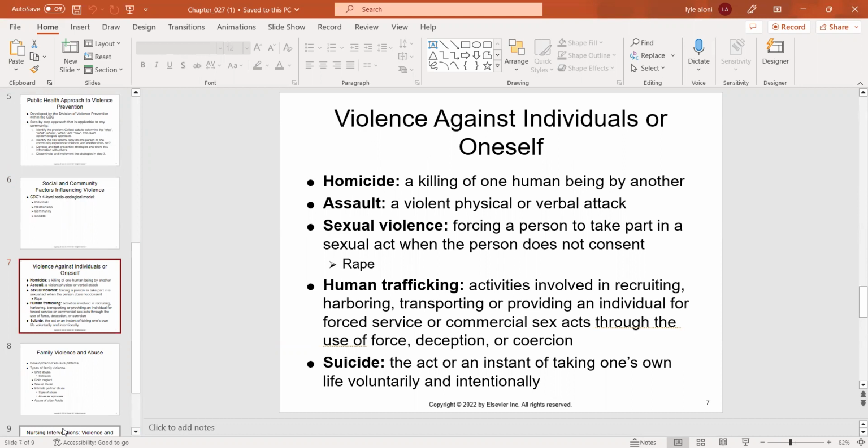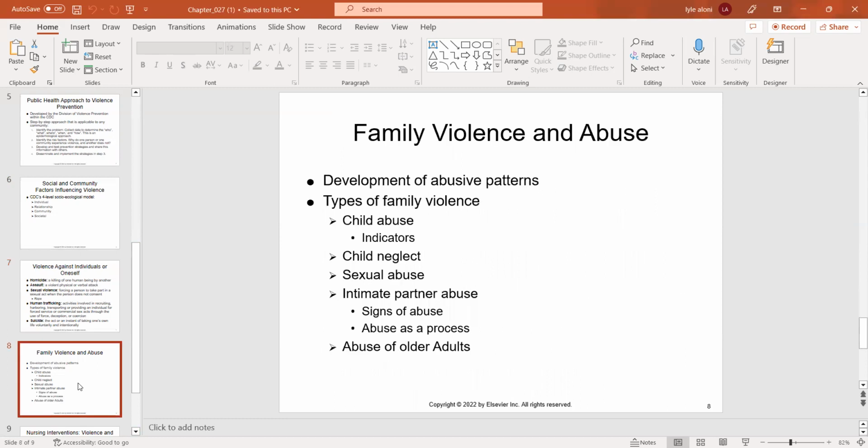So there are different types of violence against individuals or oneself. We have homicide, which is the killing of one human being by another. Assault is going to be a physical or verbal attack. Sexual violence is going to be forcing a person to take part in a sexual act. Human trafficking, which is a big one right now in society, involves activities where young children are being recruited, harbored, and provided to other people for forced commercial sex acts. And then we have suicide, which is the act of intentionally taking one's own life.